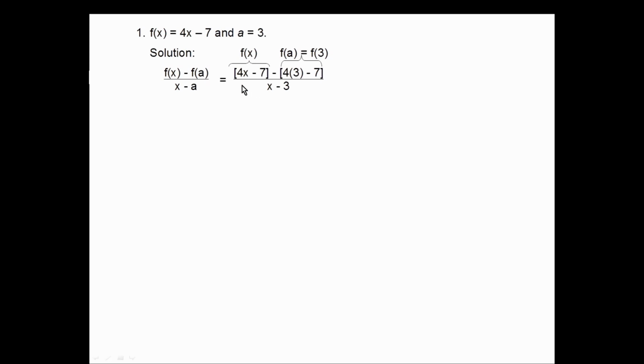Okay, 4x minus 7, I can just get rid of the brackets. Inside these brackets, I get 12 minus 7. And, of course, x minus 3 is still x minus 3. So I have 4x minus 7 minus 12 minus 7. Okay. Now I can do 12 minus 7. 12 minus 7 will give me 5. So I have 4x minus 7 minus 5 all over x minus 3.